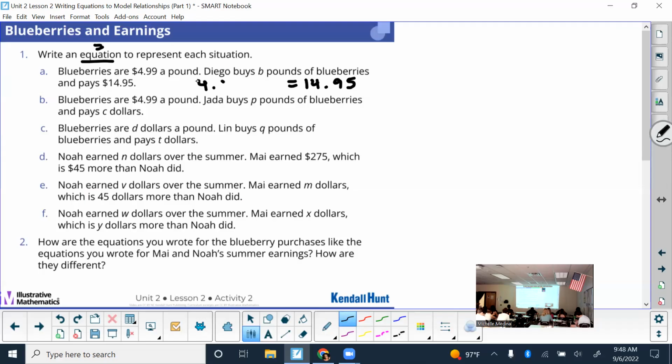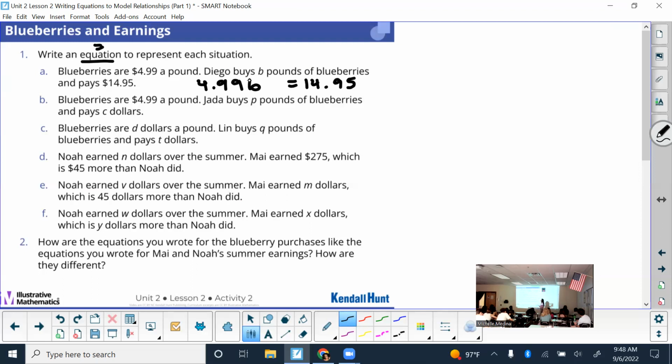The $4.99, what else? The B, which stands for pounds of blueberries. What operation would I put between these? Would I add them? Would I subtract them, multiply them, divide them? Because if he buys 1 pound, how much is that? If he buys 2 pounds, how much is that?